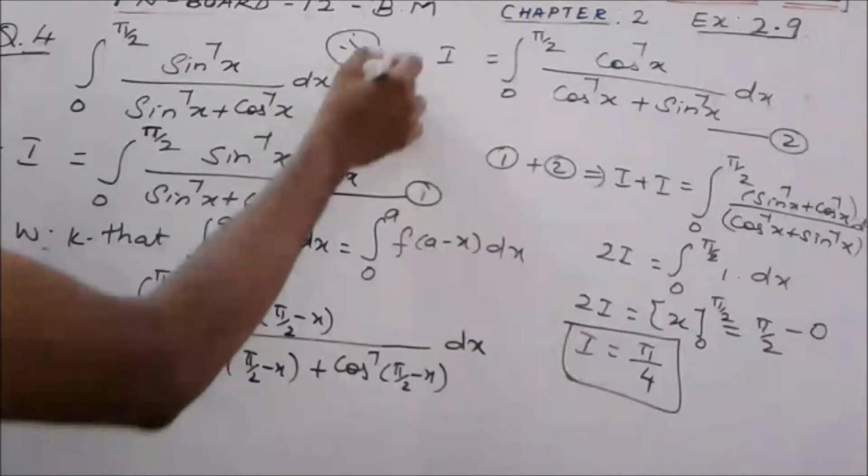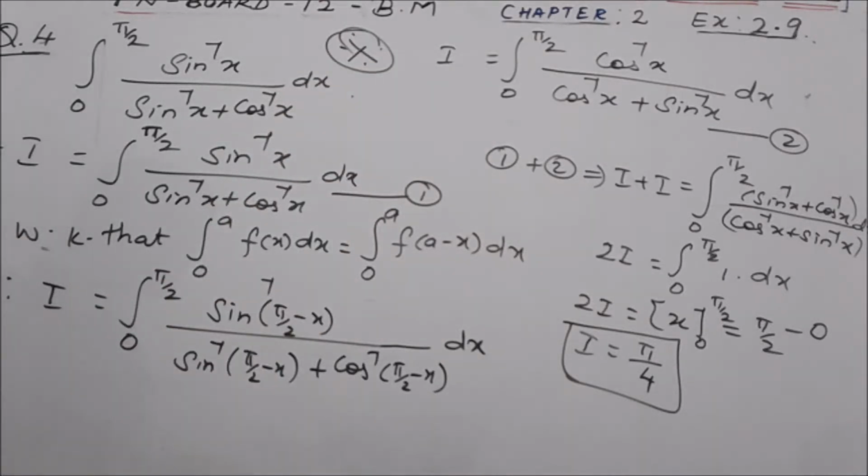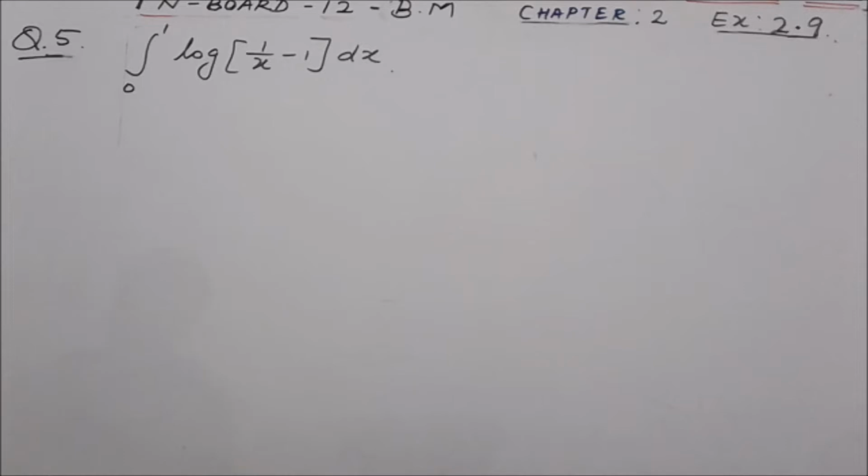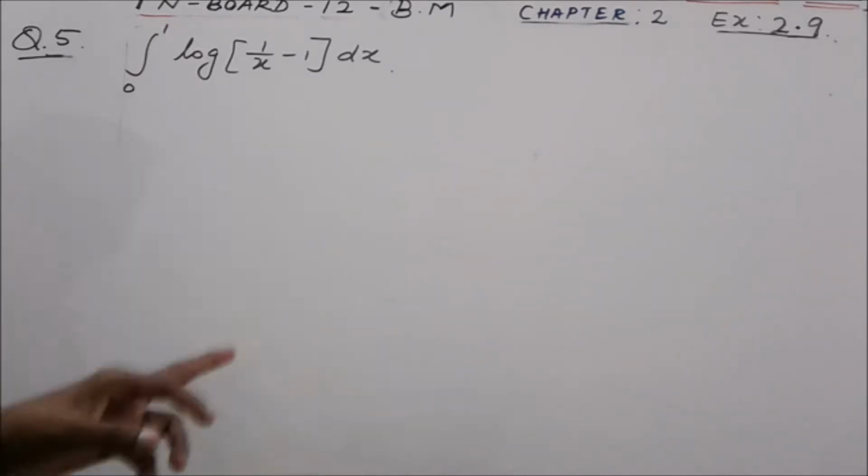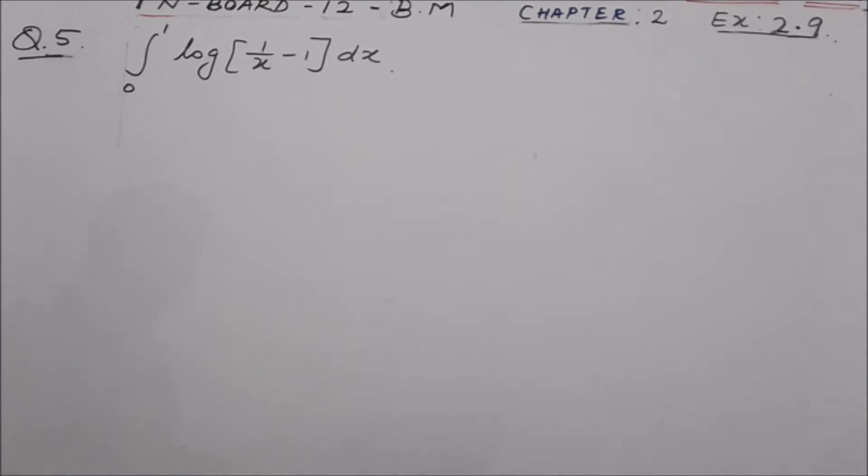In the examples also we have this type of problem. Fifth question, exercise 2.9 here. Integral 0 to 1 of log(1 by x minus 1) dx is given. Evaluate by using the properties of integrals.